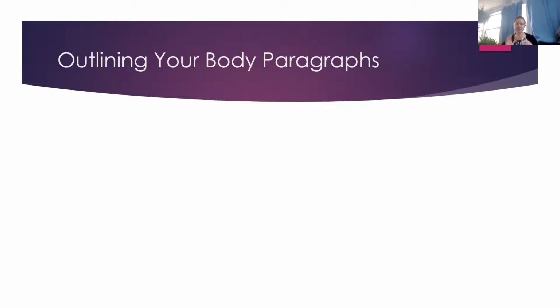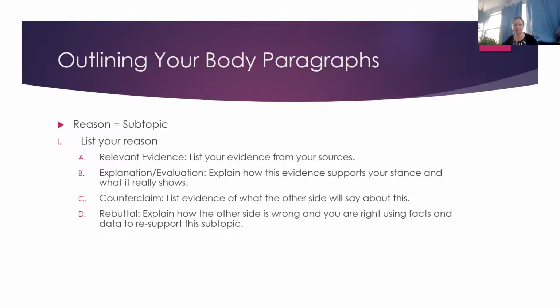With the basic outline, really what we have here is a possible basic outline that could be used for each paragraph that you plan to implement for your subtopics. You would start by listing your reason as a Roman numeral, and then indenting and listing out your relevant evidence with in-text citation, your explanation of how this evidence supports your stance and what it's really showing.